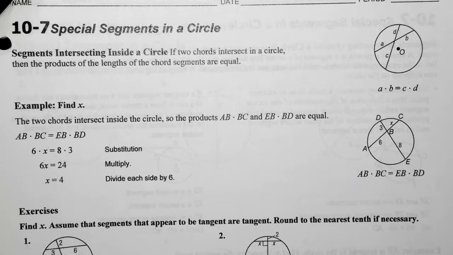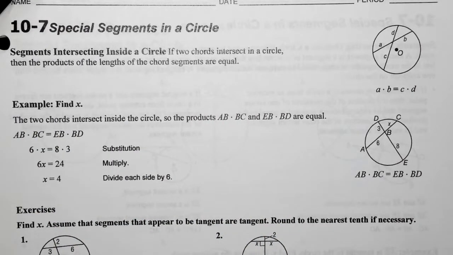We're going to go ahead and get started with 10-7 notes. So 10-7 is dealing with special segments in a circle.